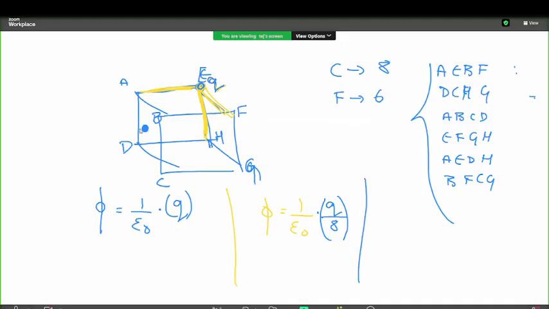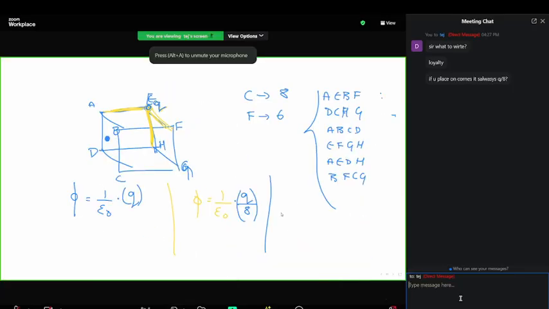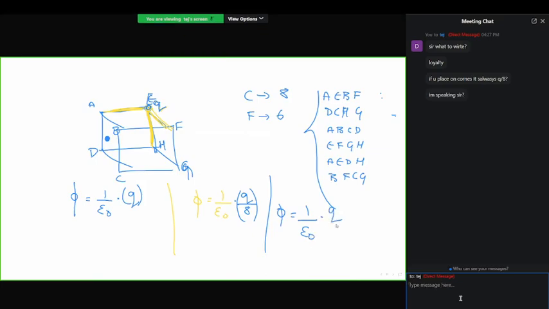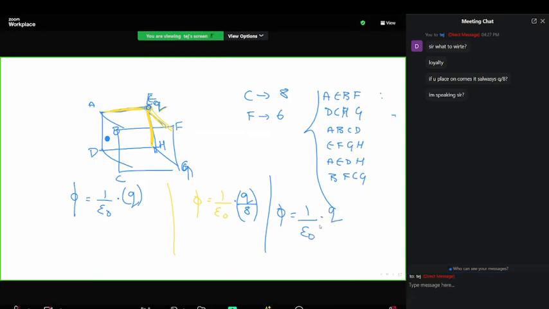Tell me, so let's say I am trying to place the charge on one of the faces. So what will the answer be? Q5 will be equal to 1 by epsilon naught times Q, I'll write. Totally how many faces? 6.